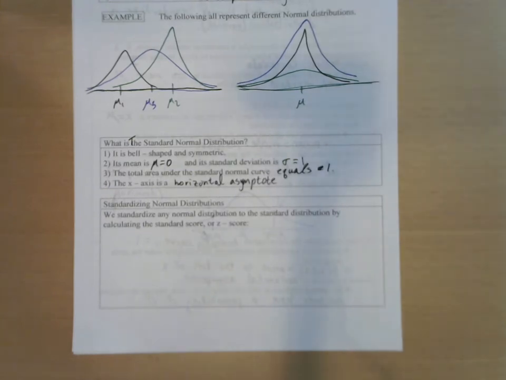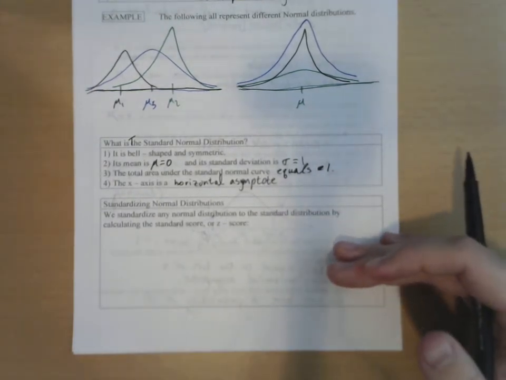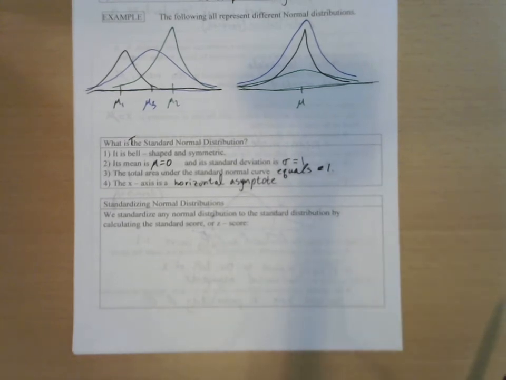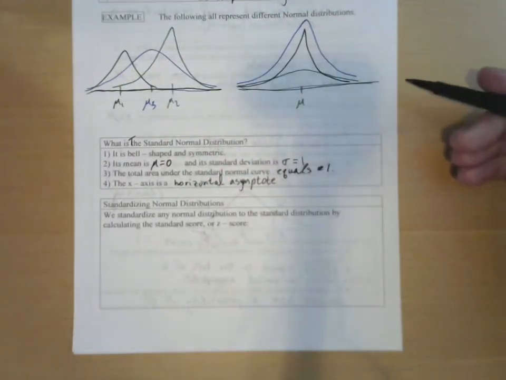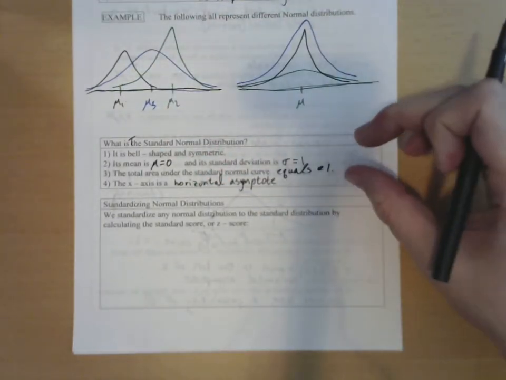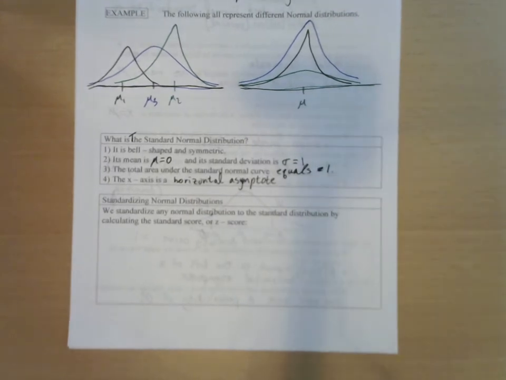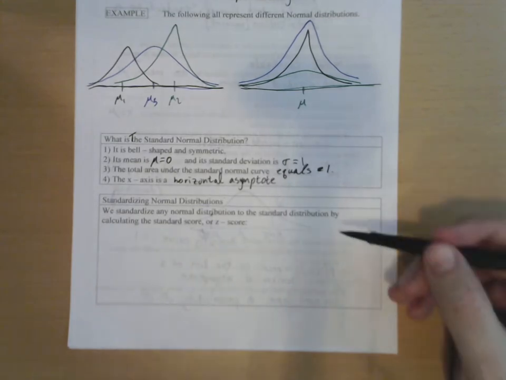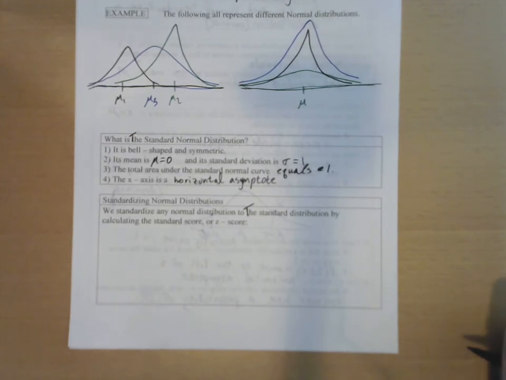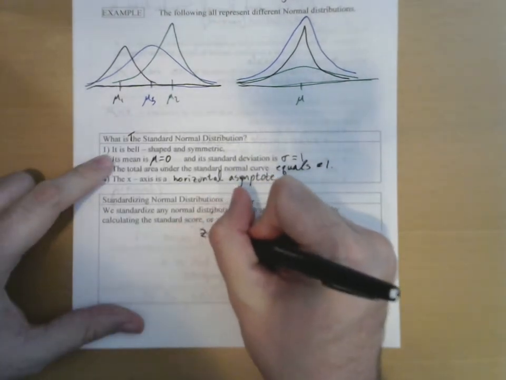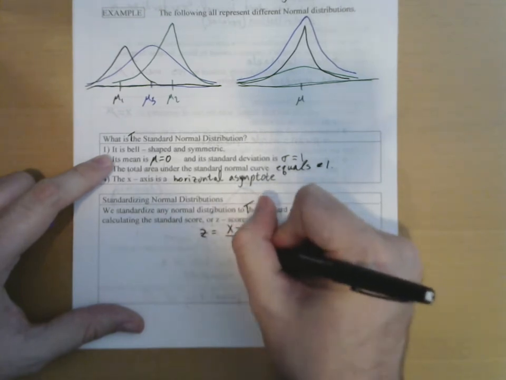And so we need a way of converting, or what we call standardizing, non-standard normals to the standard normal. In essence, we are remeasuring or relabeling all of these different distributions to match in terms of what the standard normal does. To do that, we've actually already seen what we do. We standardize any normal distribution to the standard normal by calculating the standard score, or the z-score. We saw that back in chapter 2. And the z-score formula is z equals x minus mu over sigma.